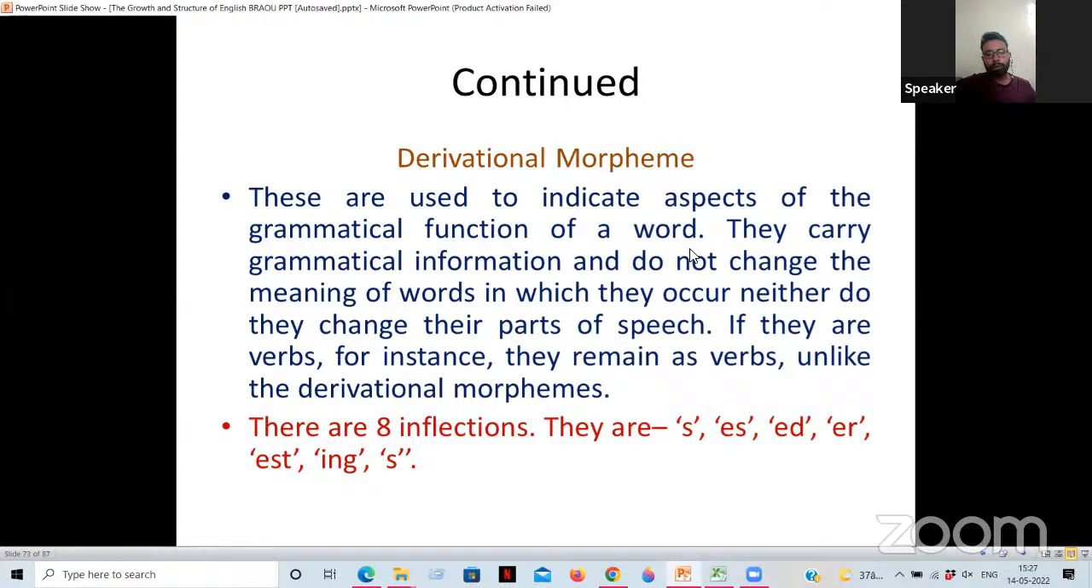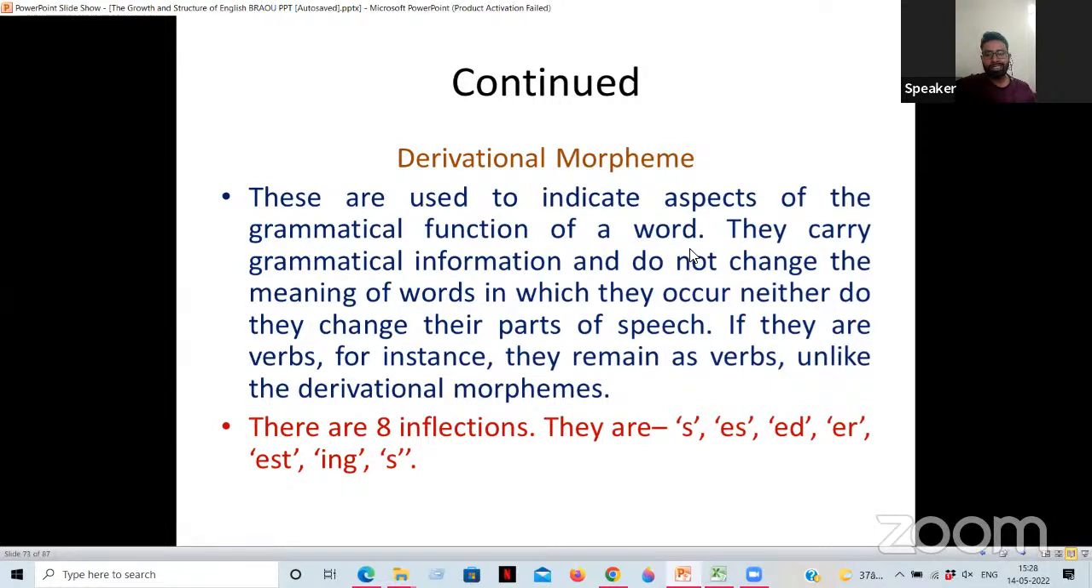As an example, the first one is S, which is used when you make a noun plural, for example boys, girls. Sometimes we also use ES. When it is first person or second person, we do not use ES, but if it is third person singular, we have to add ES with it, like go, goes. There are some other words like that.